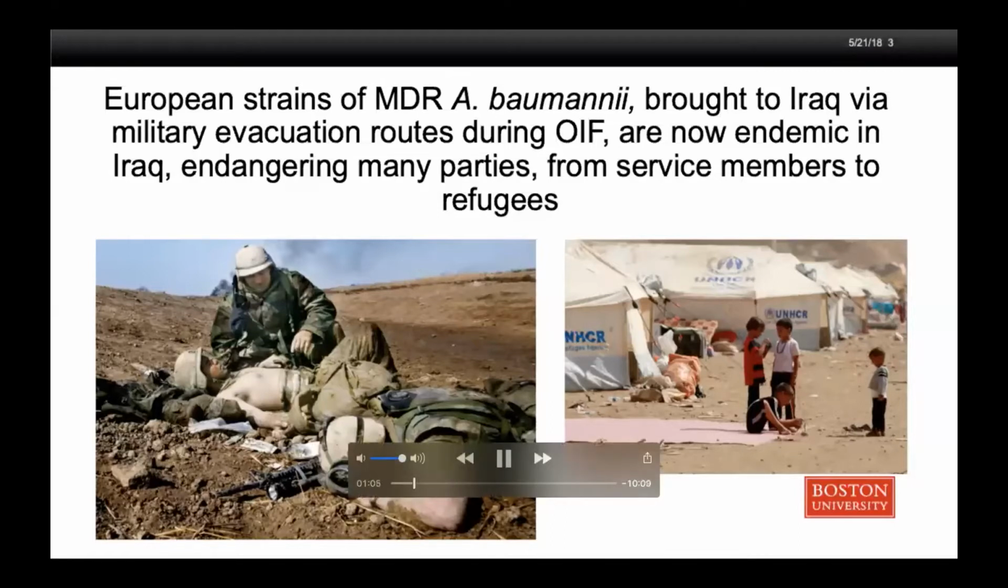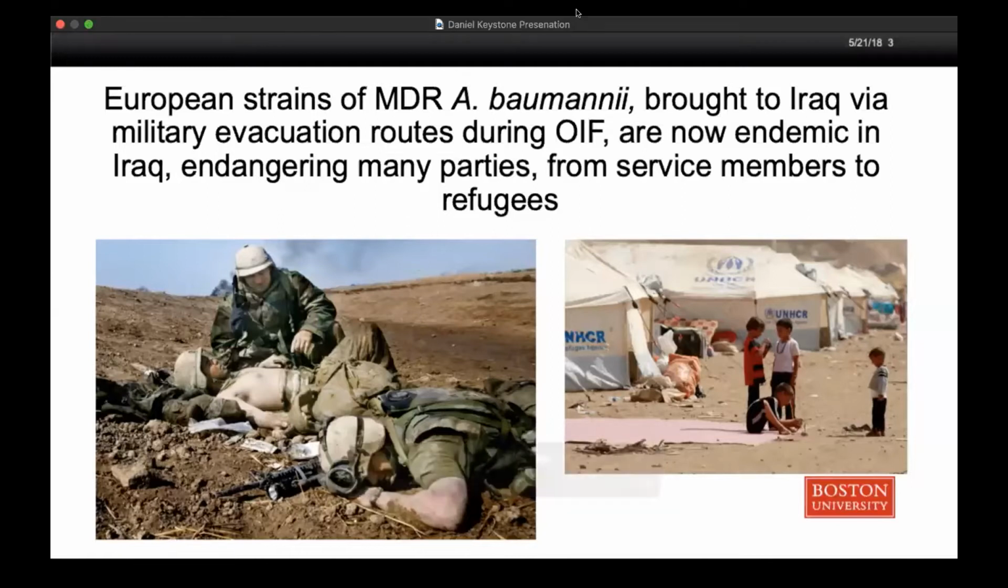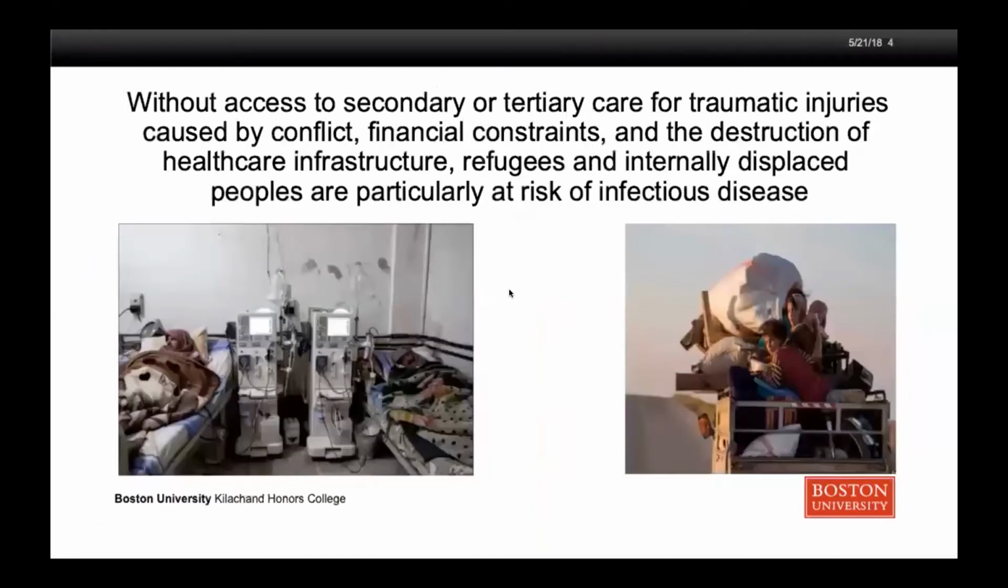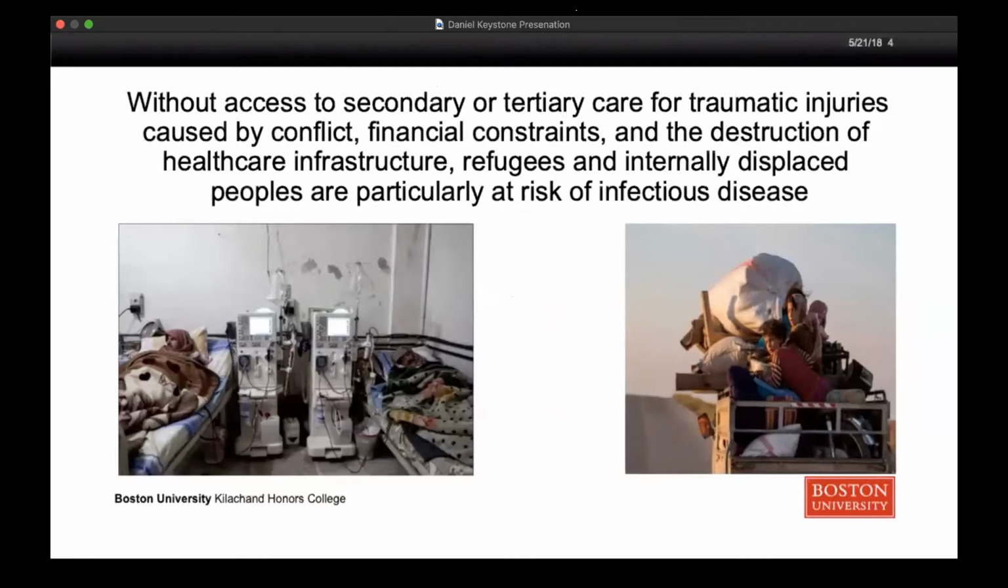Many parties, of course, from service members deployed there to refugees that remain in the country. And of course, without access to substantial healthcare, financial constraints, and destruction of Iraq's infrastructure since the war began, refugees and internally displaced peoples are particularly at risk of this infectious disease.